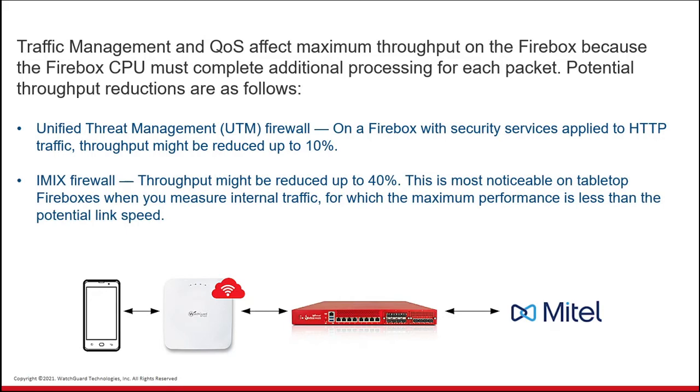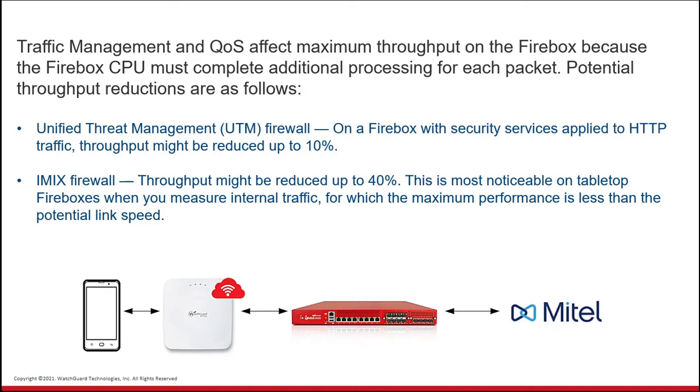But if we are talking about IMIX traffic, in this scenario we are talking about different types of packets, that is TCP, UDP, different sizes, different types of protocols, the throughput may be reduced up to 40%. So this is the most noticeable, definitely going to be on the tabletop Fireboxes when we measure the internal traffic, which is when the maximum performance is less than the potential link speed itself, right?